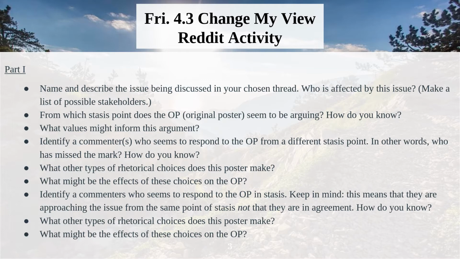Then identify a commenter who seems to respond to the OP in stasis. Keep in mind that this means that they're approaching the issue from the same point of stasis, not that they're in agreement. Again, how do you know this? Make sure that you provide evidence from the thread. What other types of rhetorical choices does this poster make? So think about logos, pathos, ethos, any of the tropes that you might have identified as you were learning about them in the reading from earlier this week. Finally, I want to know what might be the effects of these choices on the OP.